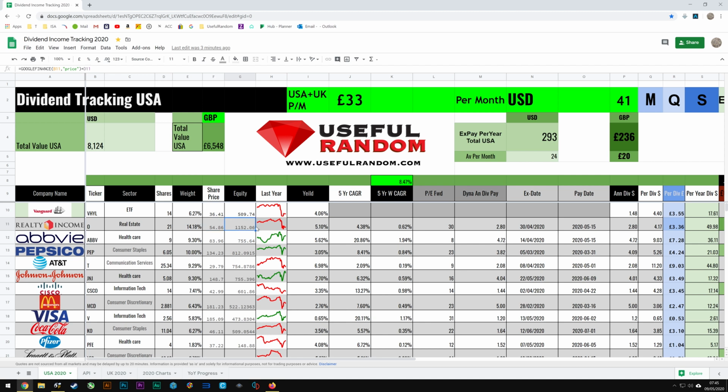We've then got equity, or the total current value. So all this is, it's another simple formula. It's just the share price multiplied by the total amount of shares.